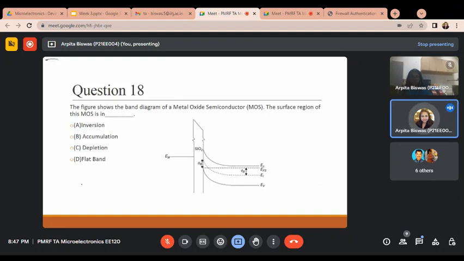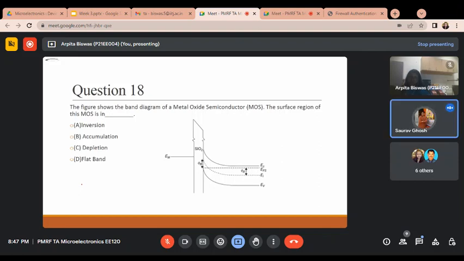Okay. So next question. The figure shows the band diagram of a MOS structure, and the surface region of this MOS is in inversion, accumulation, depletion, or flat band. Ma'am, it is in accumulation. Pradeep? Yeah, I'm not getting, madam. I'm checking how the energy level is moving. Flat band and inversion is not possible.